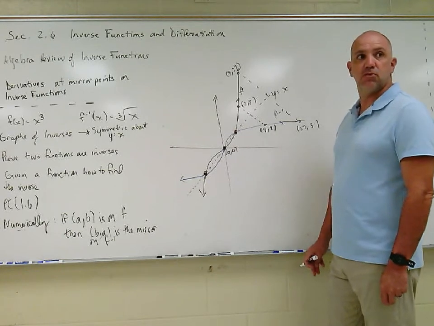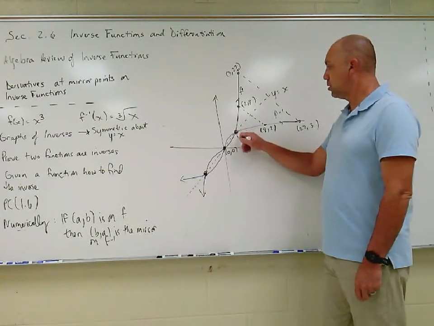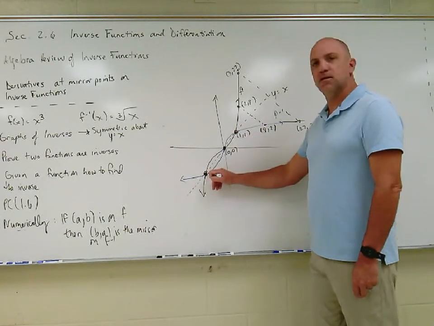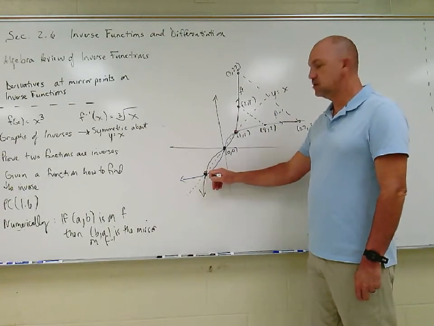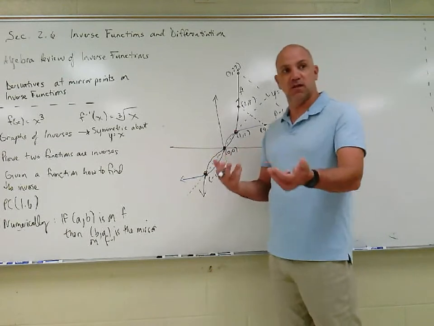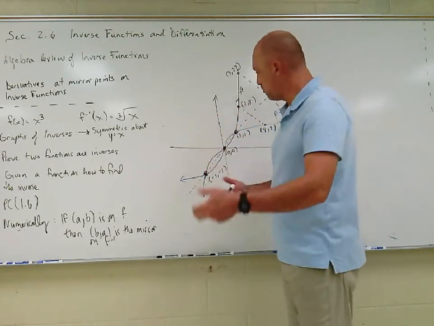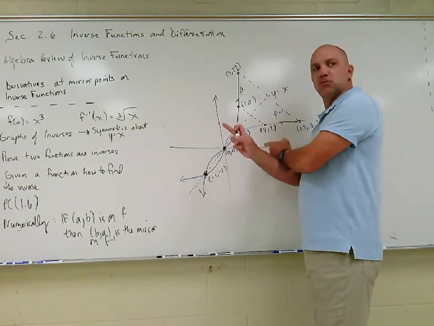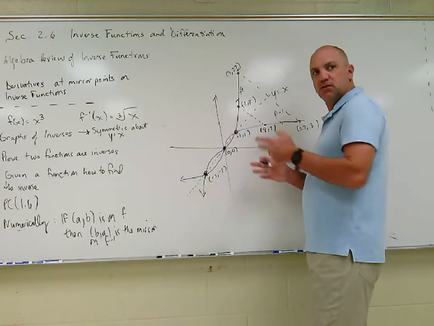Anybody can chime in. 1, 1. It's 1, 1, right? And then what do you think this other one is? -1. Yeah, -1, -1, because the cube root of -1 is -1. -1 cubed is -1. So it doesn't matter if you switch x and y, you're going to see the same.